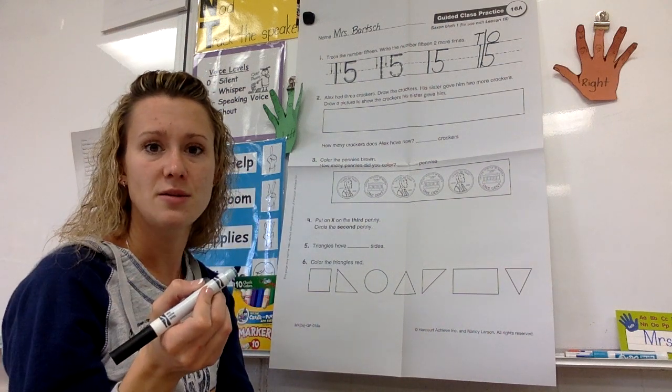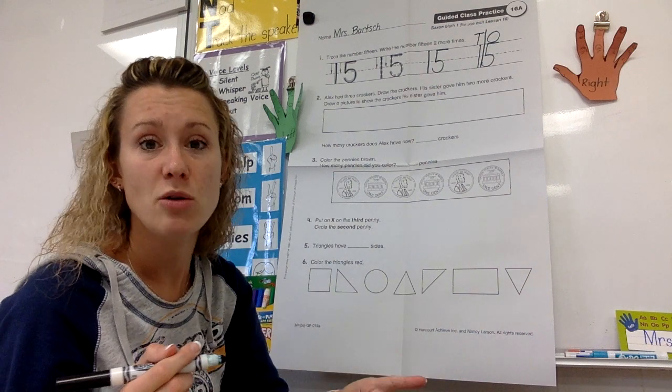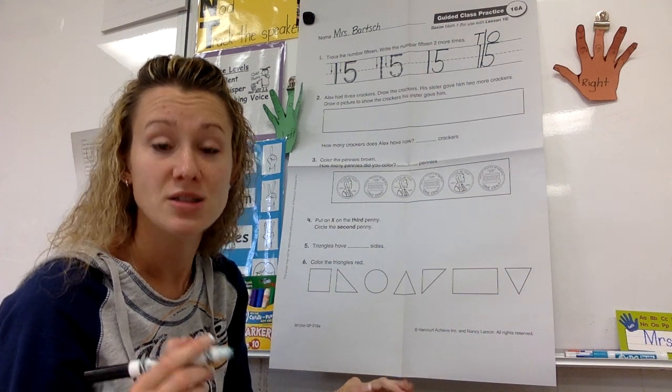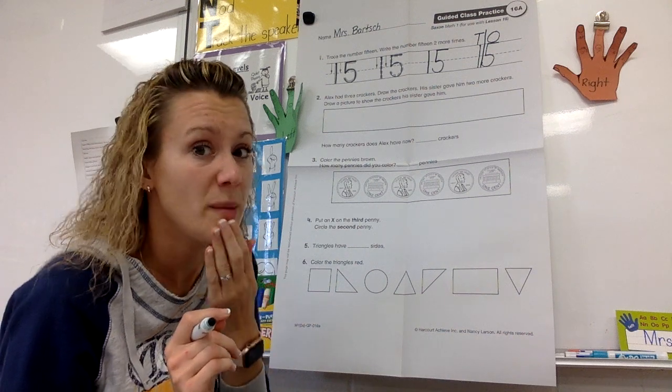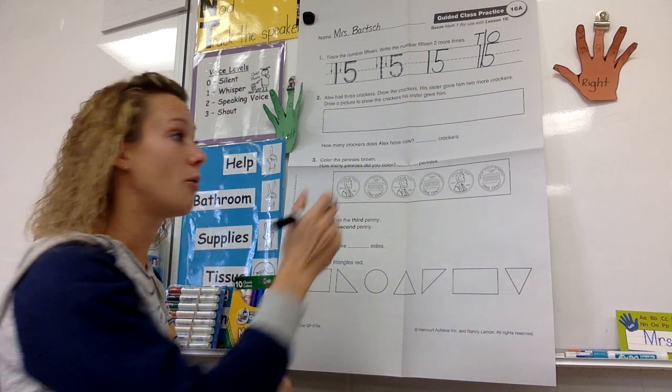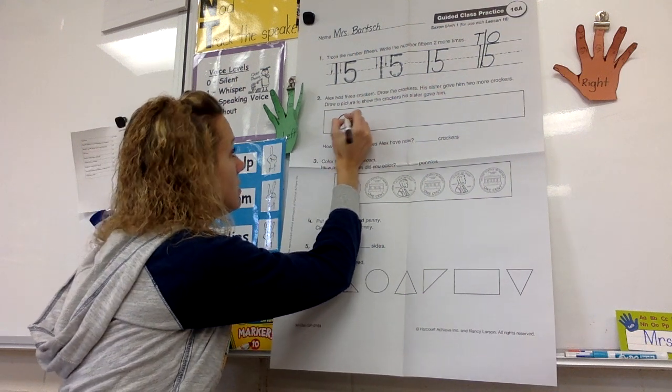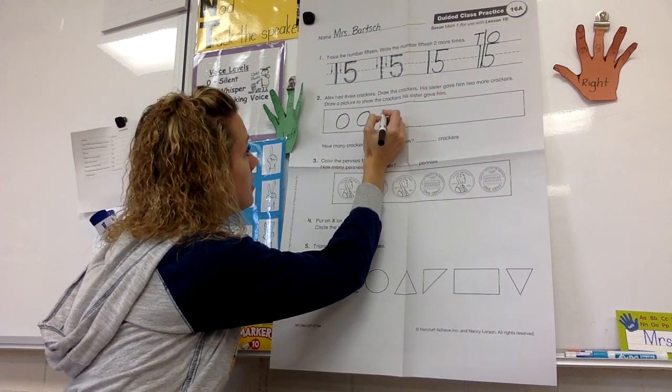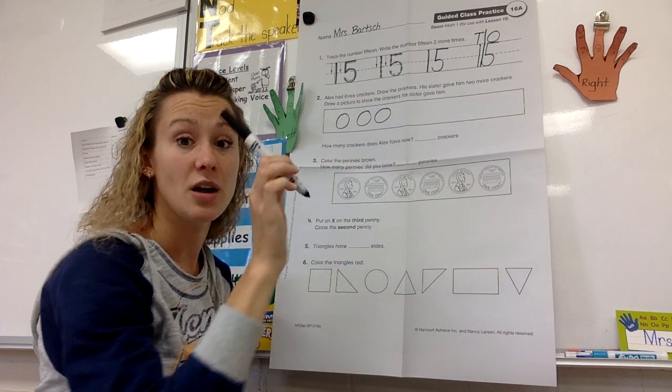So what I need you to do is take your pencil. You're going to whisper count as you draw 3 crackers. Whisper count. Your daddy, your mommy, your granny, whoever's helping you shouldn't be able to hear you count very loud. Whisper count. Draw 3 crackers. Go. When you're done, park your pencil.